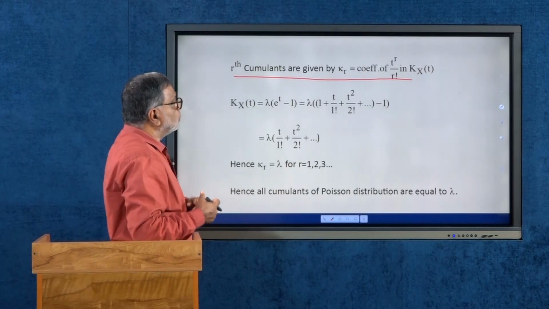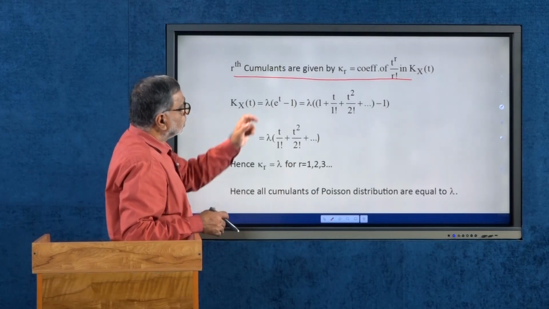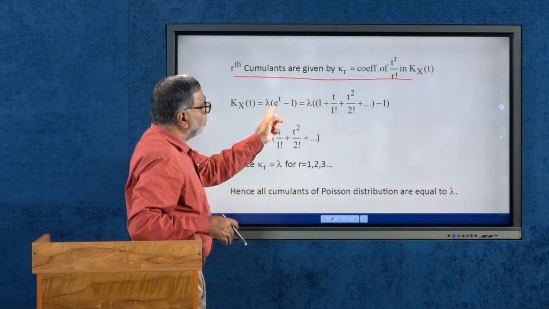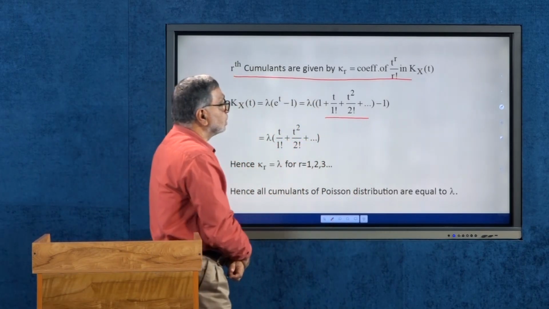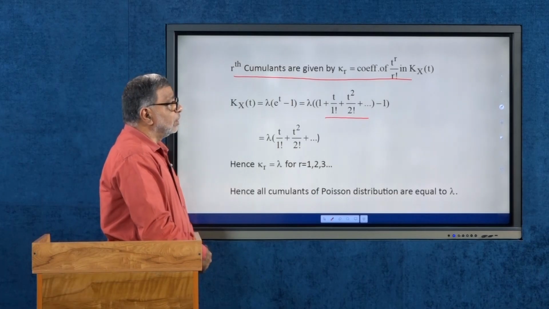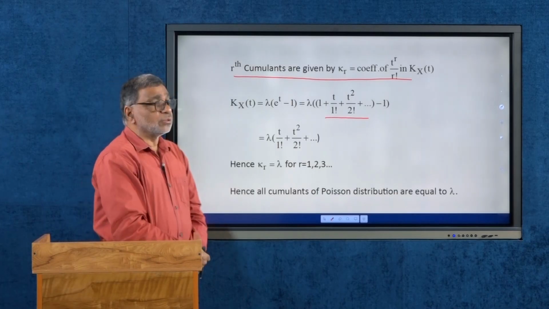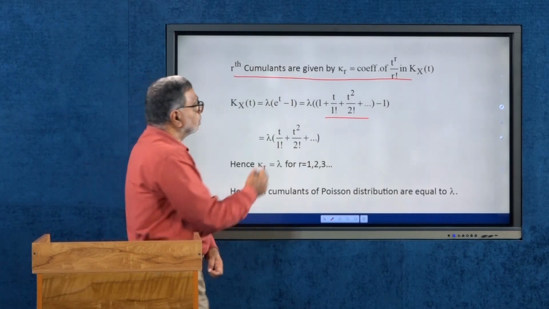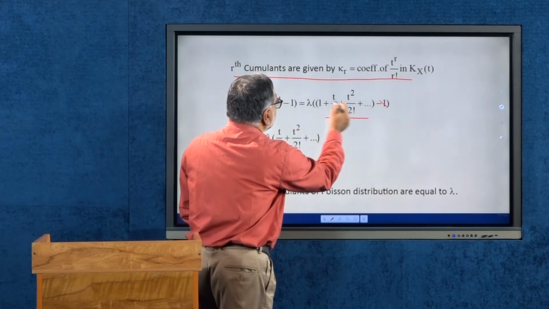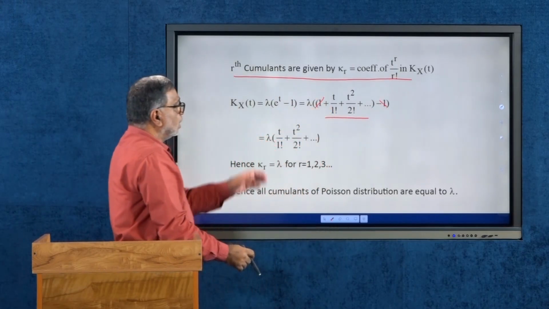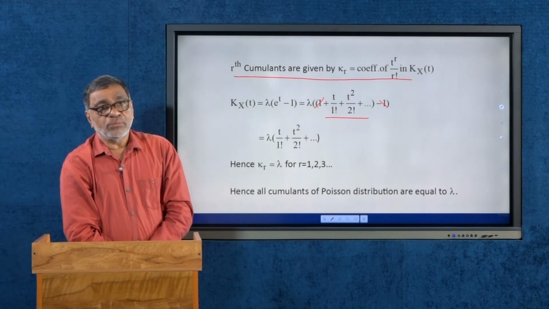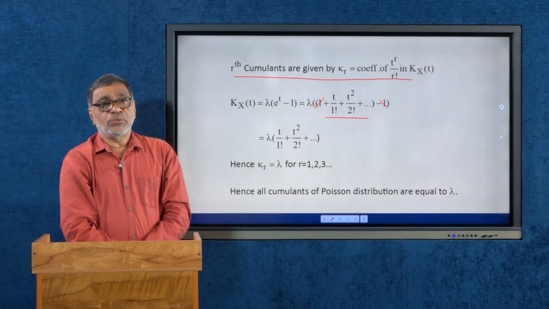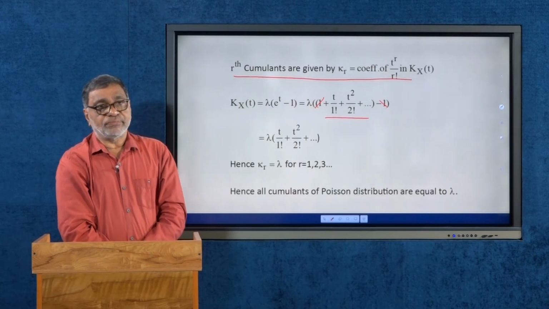as lambda into e power t minus 1, and see what is the expansion of e power t. You know the expansion of e power t as this one, 1 plus t divided by 1 factorial plus t square divided by 2 factorial plus etcetera, and that is minus 1. So, this minus will be cancelled and the remaining factor becomes lambda into t divided by 1 factorial, t square divided by 2 factorial plus etcetera.